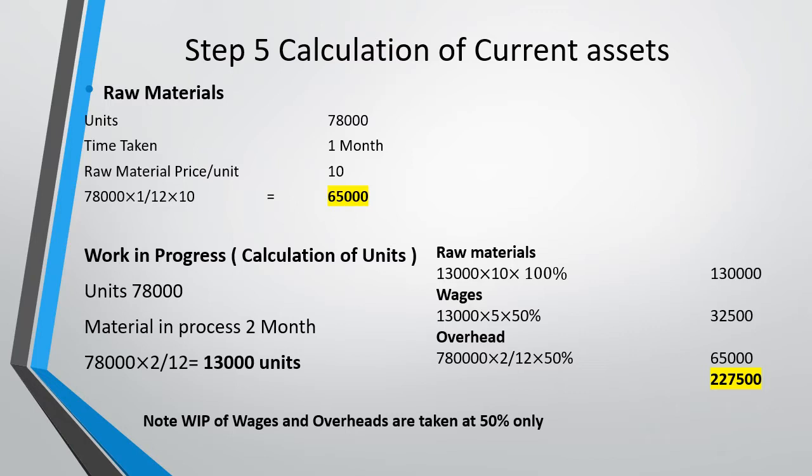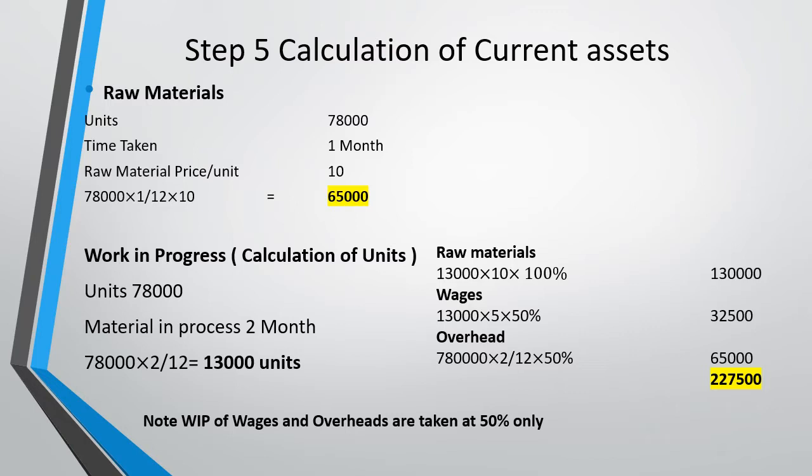You get 1,30,000. Next, wages. Wages and overheads, it's always considered at 50 percentage. You have to ensure that you always take it as 50 percentage. So wages it is 13,000 into value of wages per unit it is 5 into 50 percentage. So this should be always 50 percentage.